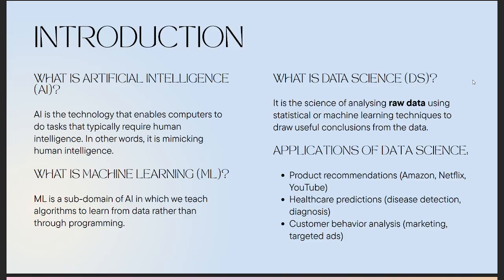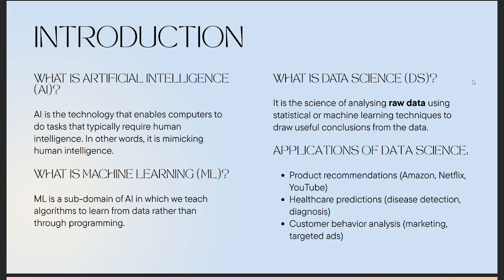So first of all, what is artificial intelligence? Artificial intelligence, or AI, is the technology that enables computers to do tasks that typically require human intelligence. So we are basically mimicking human intelligence. We can find AI in voice assistants like Siri, Alexa, and we have also heard of ChatGPT, Gemini. We all use these platforms. So this is all example of AI.